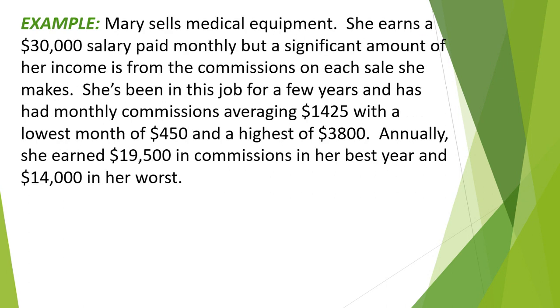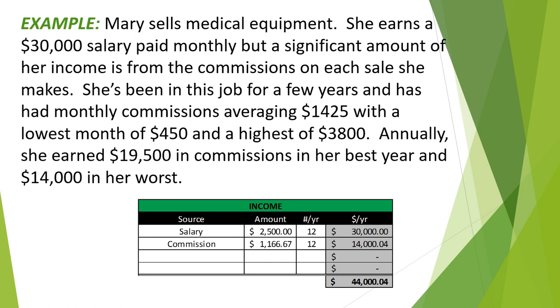Let's hit another one. So Mary sells medical equipment. She's got a $30,000 salary paid monthly, but a lot of her income is from commissions. She's been on the job for a few years, and she's averaging about $1,425 with a low of $450 and a high of $3,800 in her monthly commissions. Annually, she earned $19,500 in commissions in her best year and $14,000 in her worst. So this example goes to the idea that what you budget your income on, for things that are unstable, just depends on how risky you think it is.